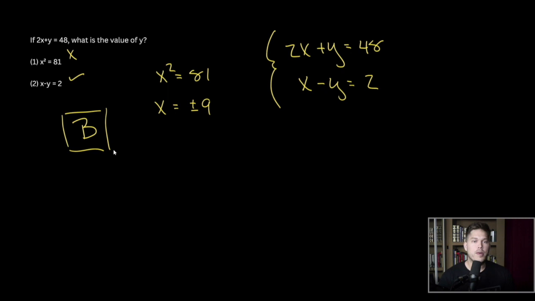Remember, for these problems, you just need to determine if you have sufficient information. You don't actually have to solve the problem. And so with statement 2, we're just able to determine that we do have enough information. And so that's how we can conclude that it is our answer.